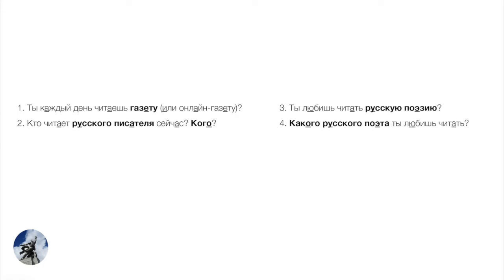Number three, ты любишь читать русскую поэзию? Do you like to read Russian poetry? Well, if you don't yet, you will later when we get to the end of book two. Number four, какого русского поэта ты любишь читать? Which Russian poet do you like to read? Now remember, какой generally means what kind of, but often it can also just mean which.